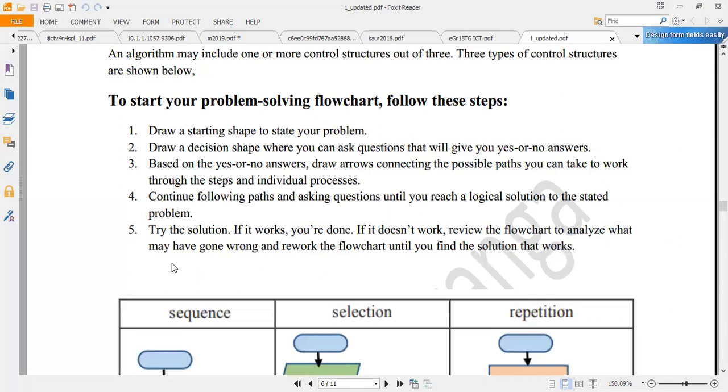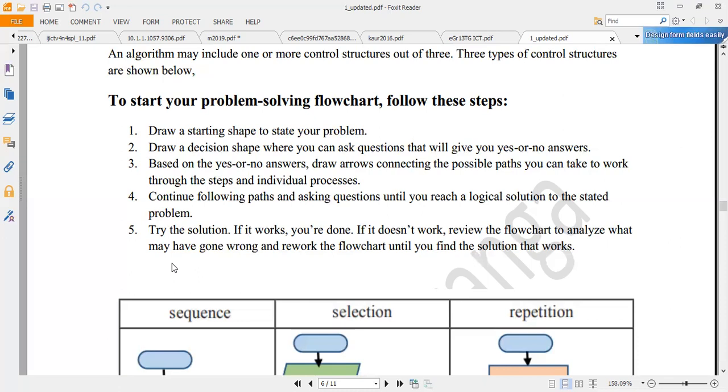Fourth one is continue following paths and asking questions until you reach a logical solution to the stated problem. Try the solution. If it works, you are done. If it doesn't work, review the flowchart to analyze what may have gone wrong and rework the flowchart until you find the solution that works. This is the process of drawing a flowchart.